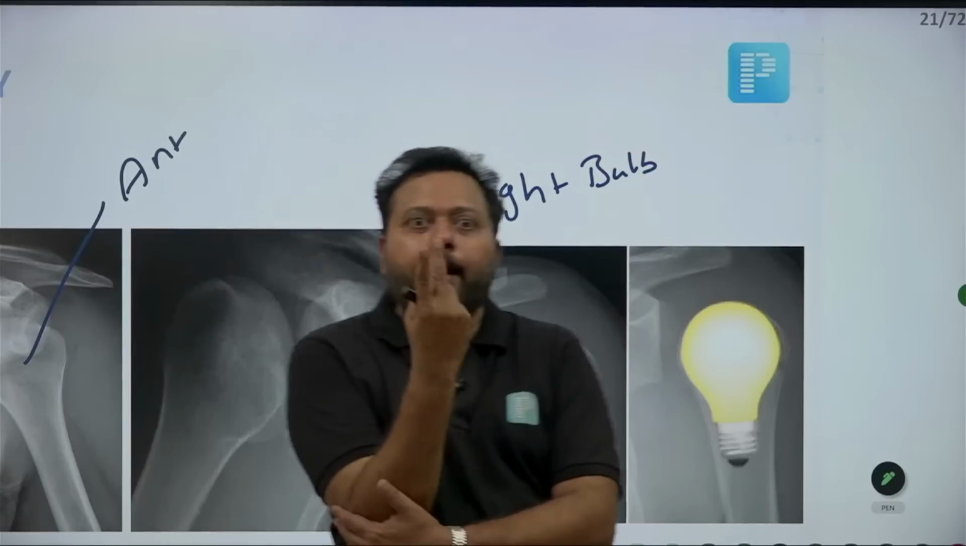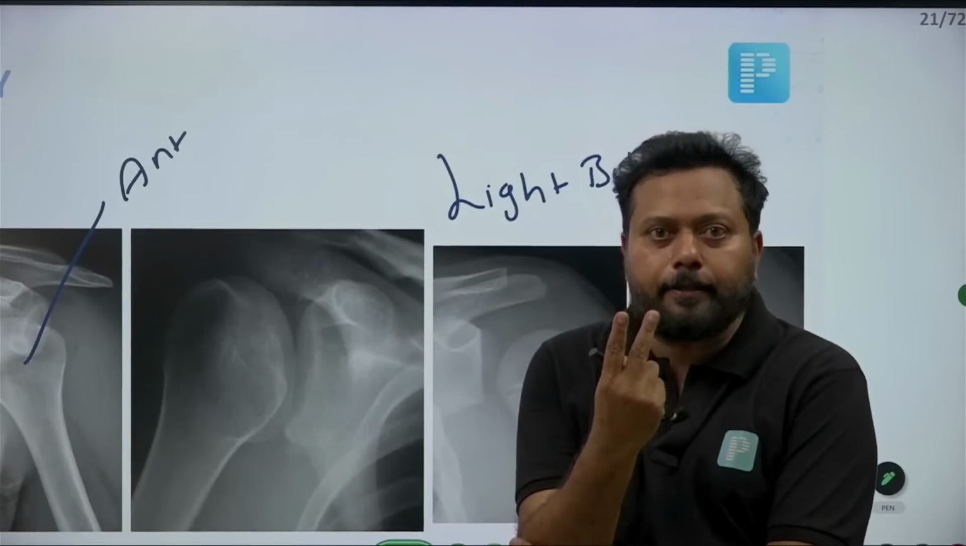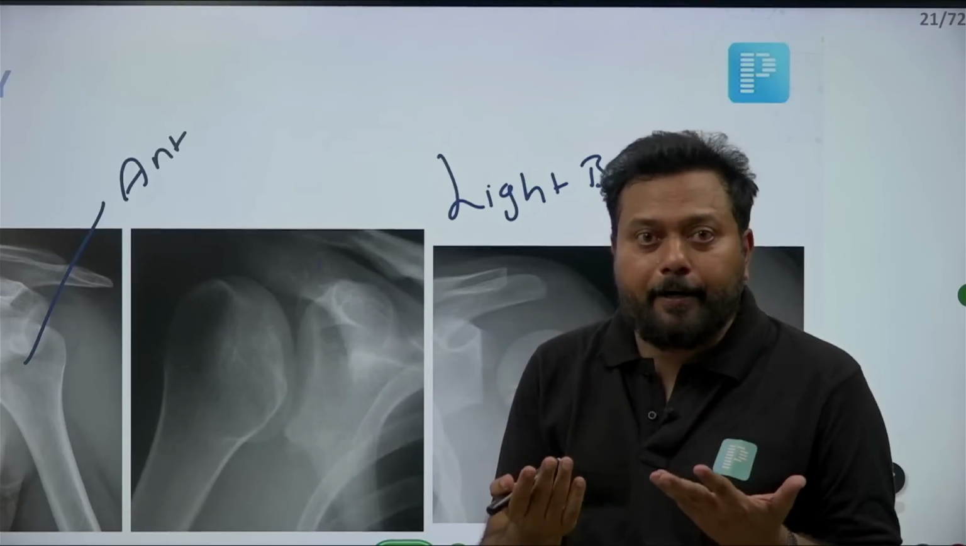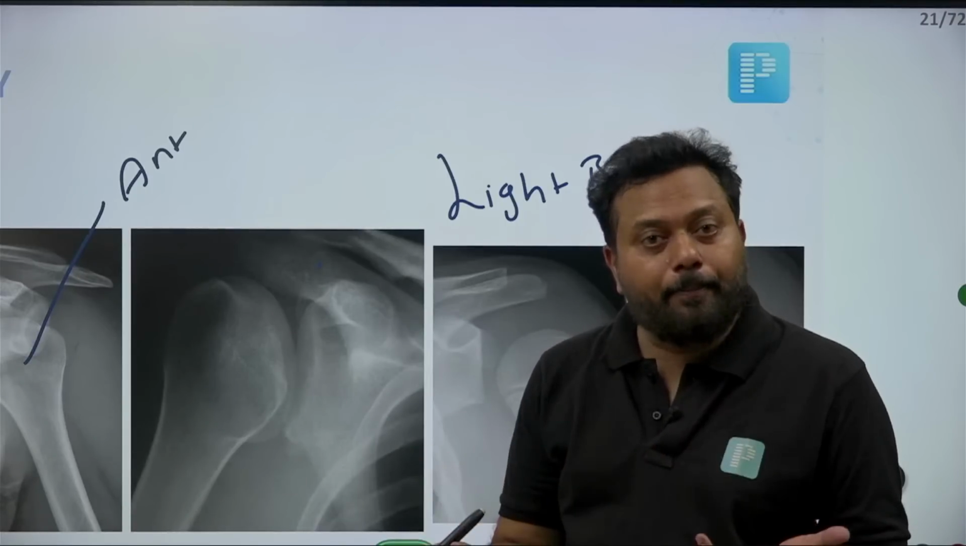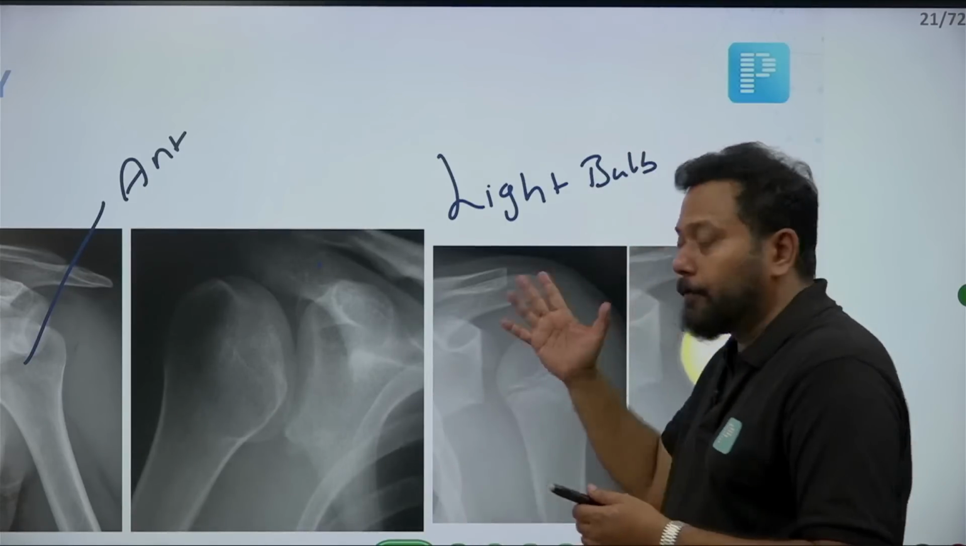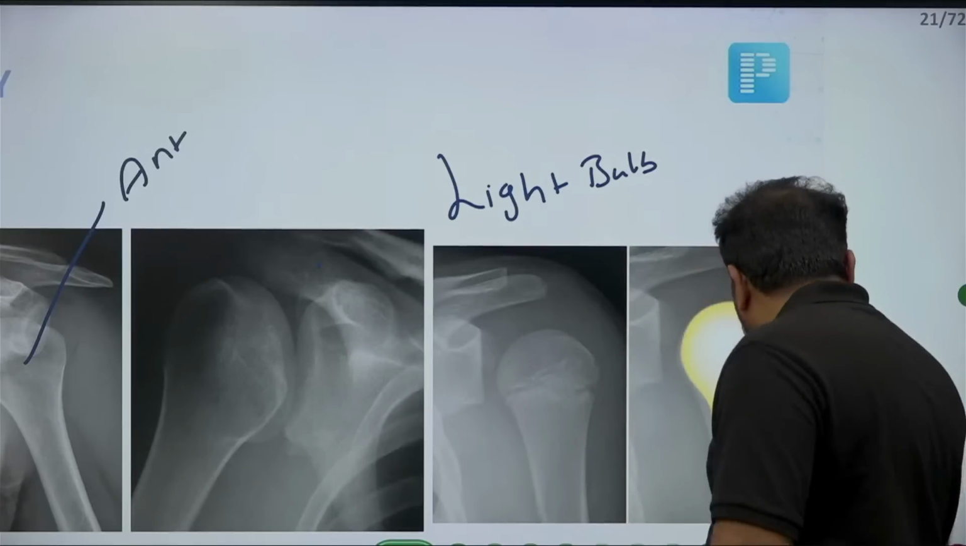So what are the two named X-ray signs of posterior shoulder dislocation? The empty glenoid or vacant glenoid sign, and the light bulb sign. These two named signs are only for posterior shoulder dislocation.